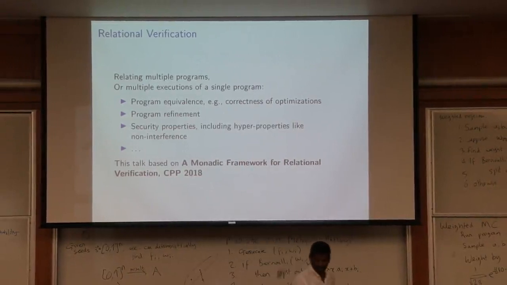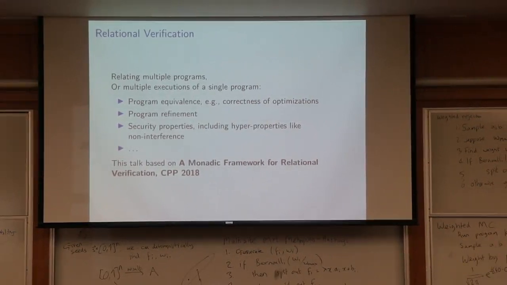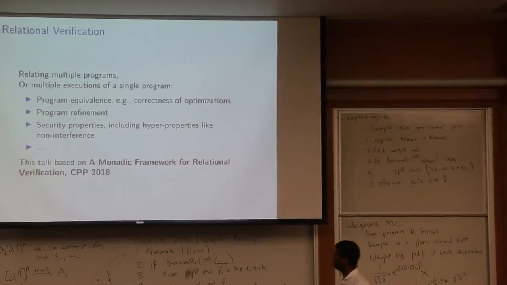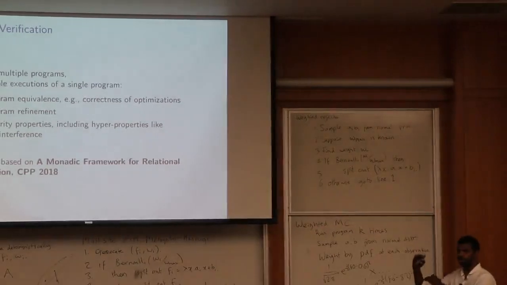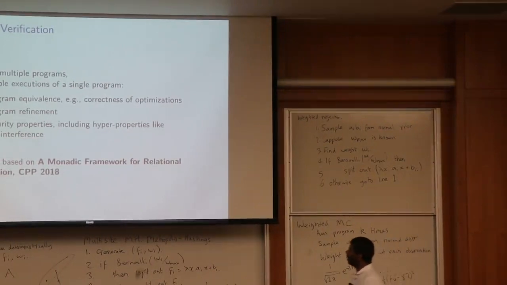So what is relational verification? Broadly, I see it as relating multiple programs, or relating multiple executions of a single program. There are many examples of properties that you might want to verify in this manner. There's program equivalence, correctness of program optimizations, for instance. There's program refinement: you could start with a high-level program and successively refine it to lower-level implementations, each time proving a relation between adjacent programs. There's security properties. Things like non-interference are inherently stated as relations among pairs of traces of programs. So there's a wide variety of these things.